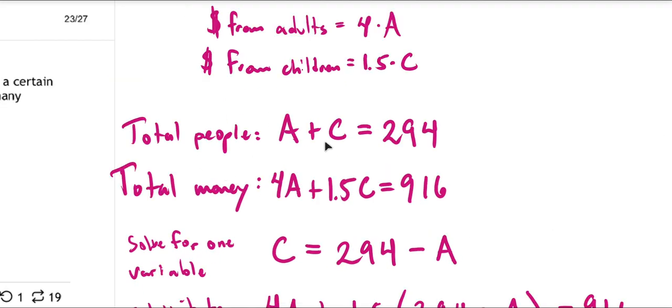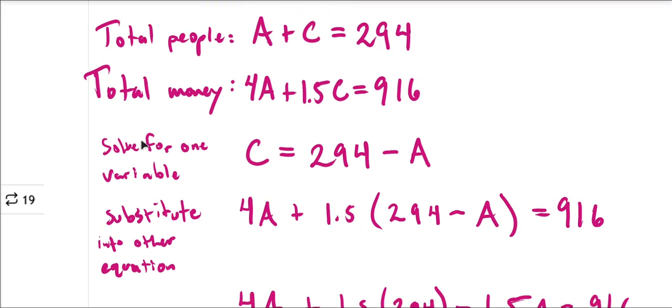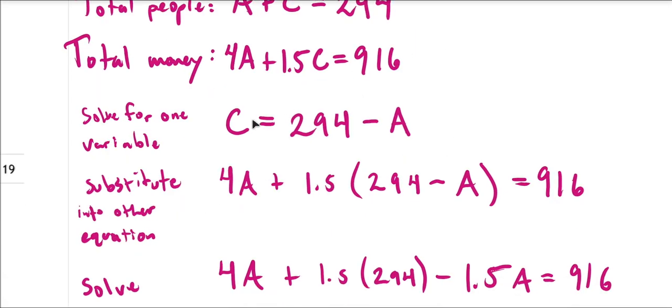Now, the total number of people is A plus C. We were told that's 294. The total amount of money is going to be the money from adults plus the money from children, which was 916. In order to solve two linear equations with two variables, we can do the following. We could solve for one of the variables. It's probably easiest to do right here, just minus A or minus C over to the other side. Then we substitute that expression into this second equation.